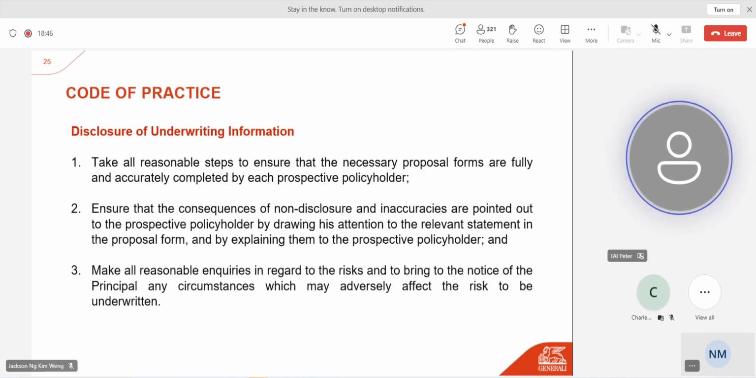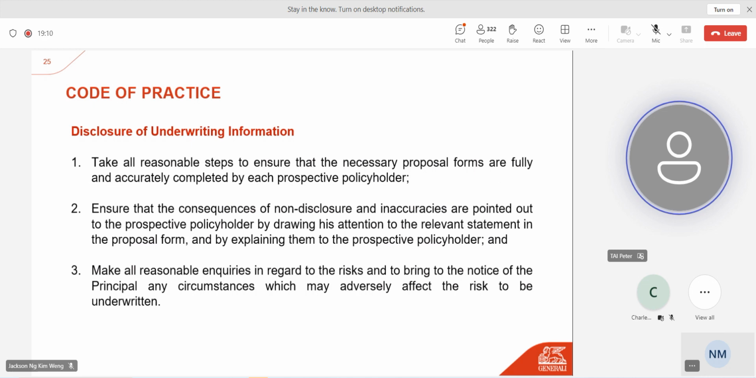Disclosure of underwriting information. As you all know, insurance is all about utmost good faith, uberrimae fidei. So make sure that all the proposal forms, like I say, I'm going to repeat, are accurately and fully filled. Fully meaning don't leave blanks. If something is not applicable, just put NA. If there's no sum insured, just put NIL. Don't leave it blank.